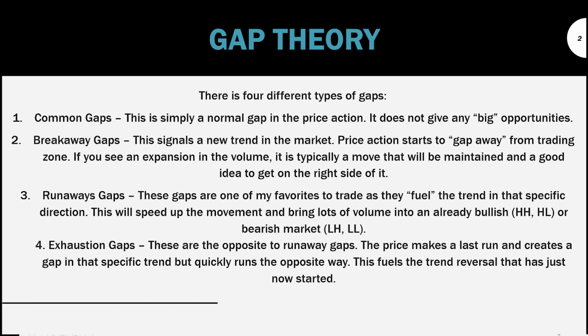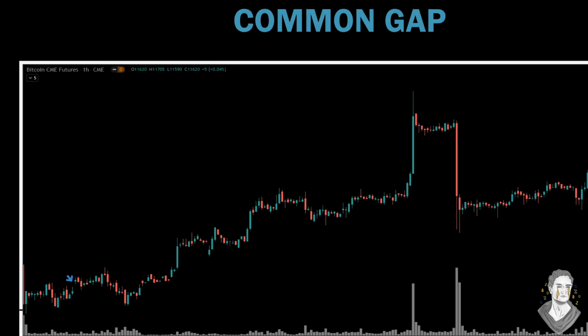The price makes a last run and creates a gap in that specific trend, but quickly runs the opposite way. This fuels the trend reversal that has just now started. Okay, so let me explain these to you guys, show you a few different charts, and then we'll get onto the charts as well. So a common gap.